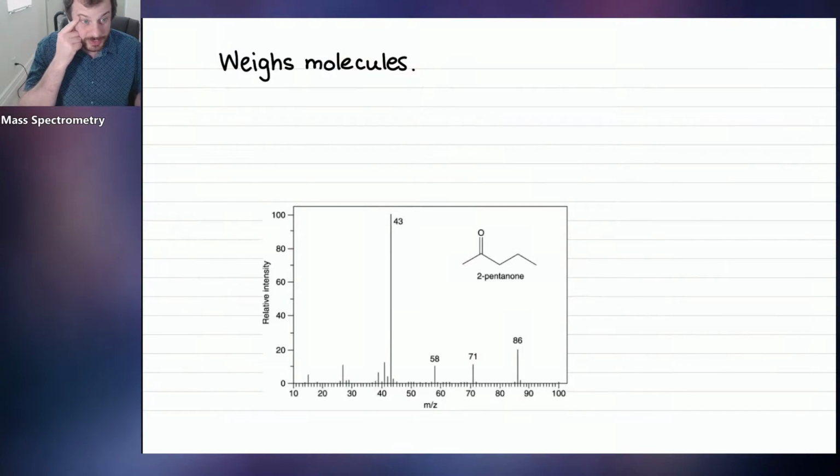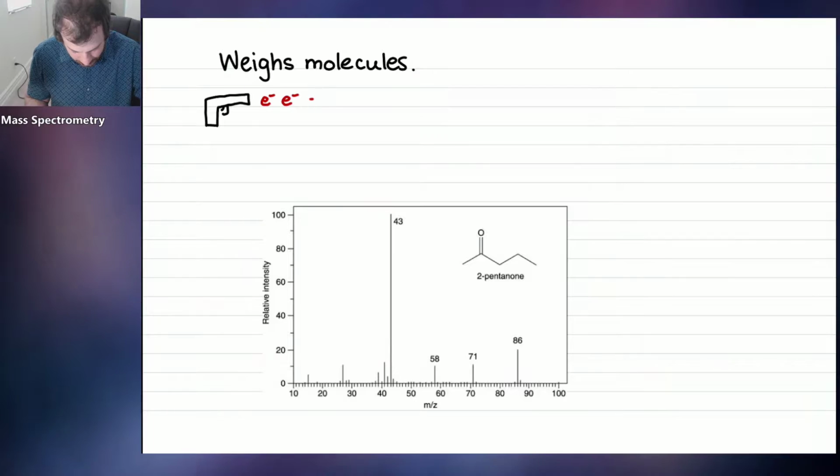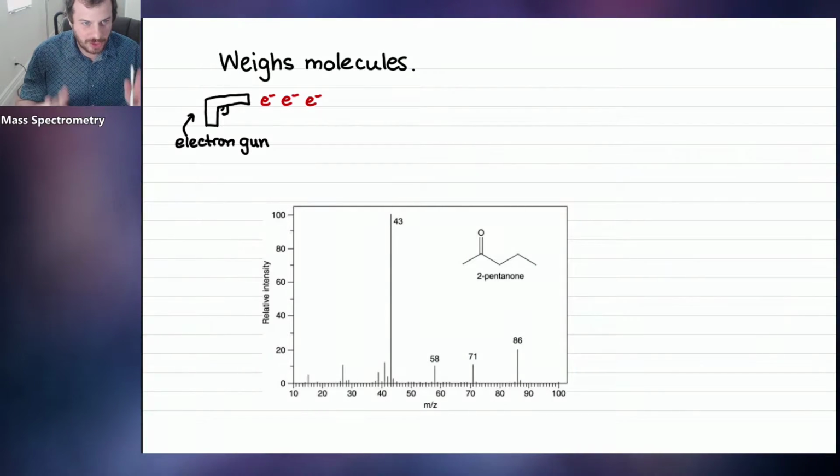It all starts with something called an electron gun. The electron gun looks nothing like this, but I'll draw a pistol just because that's an object we're familiar with. And this is the electron gun. It doesn't shoot bullets, but it shoots electrons. This is sometimes also called the source.